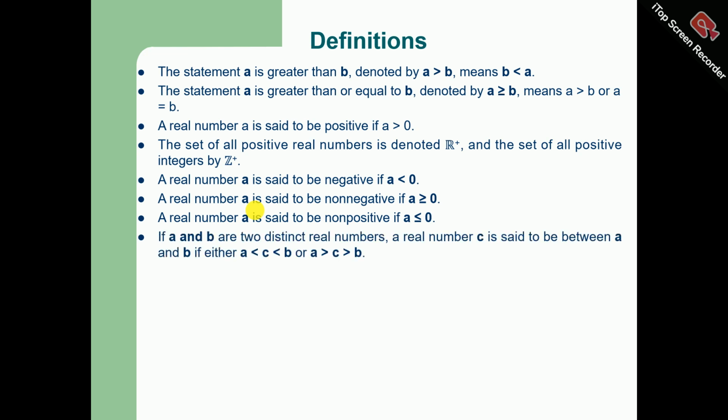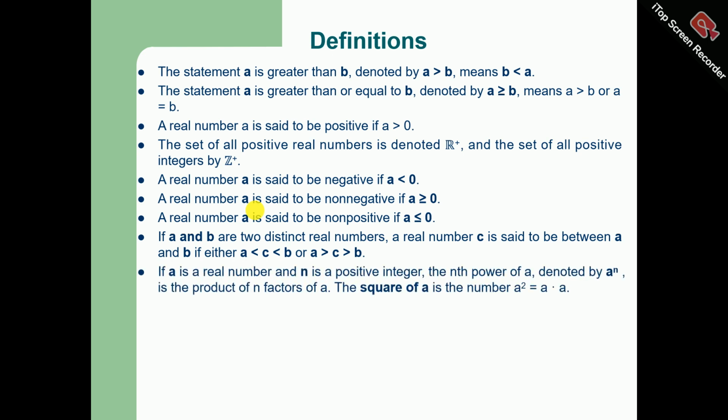If a and b are two distinct real numbers, another real number c is said to be between a and b if either a is less than c is less than b or a is greater than c is greater than b. If a is a real number and n is a positive integer, then the nth power of a, denoted by a to the power n, is the product of n factors of a.